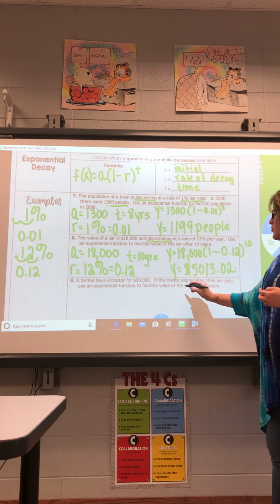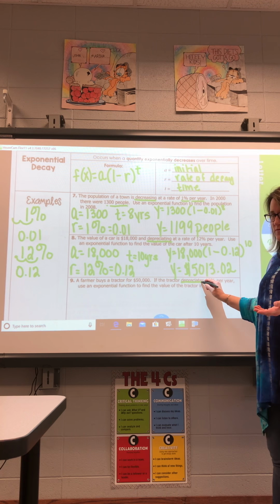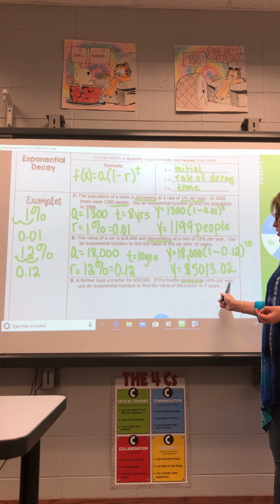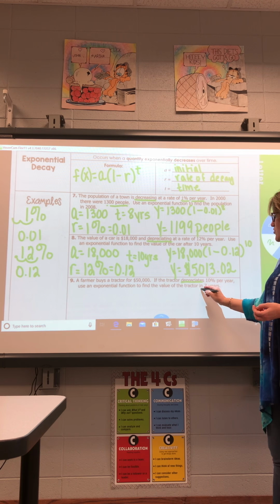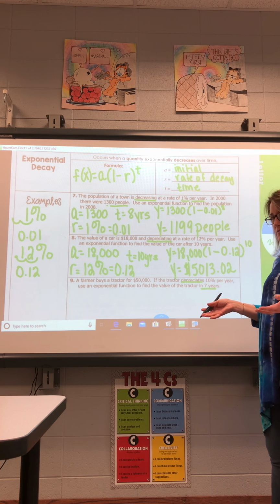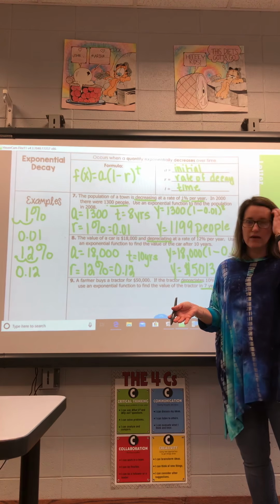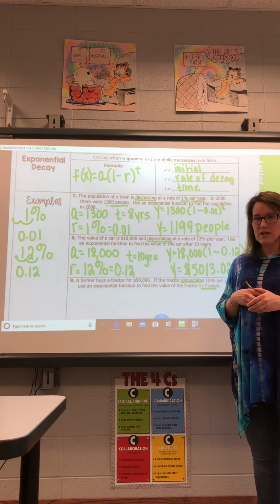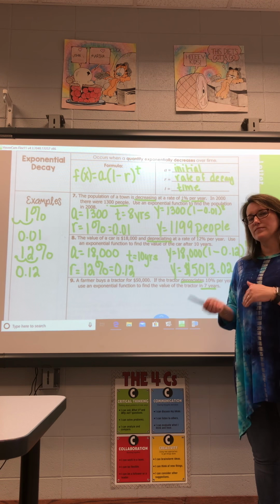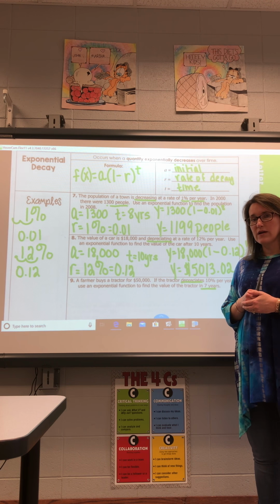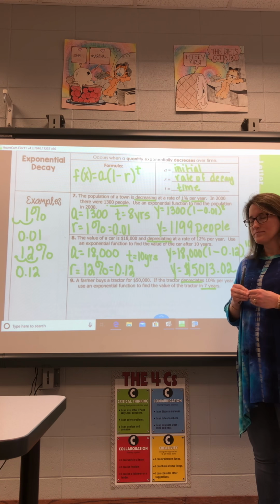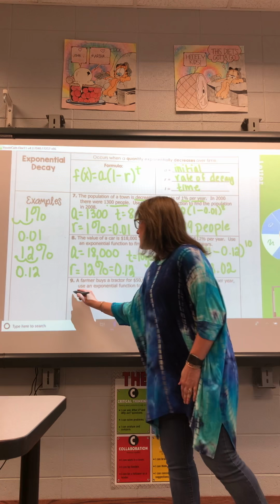Number 9, a farmer buys a tractor for $50,000. If the tractor depreciates, again that means to lose value, at 10% per year, write an exponential function to find the value of the tractor in 7 years. Now is a good time to pause the video and work this problem out for yourself and then see if you get it right. So pause the video, work it out, and then I'll work it out. All right, let's see how you did.